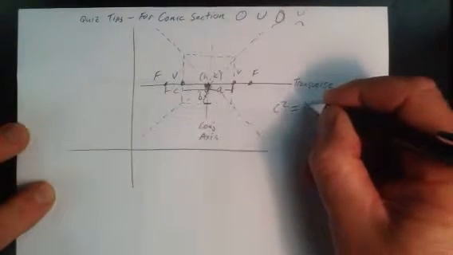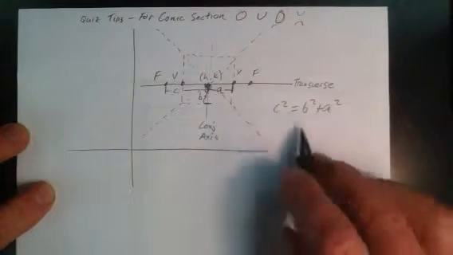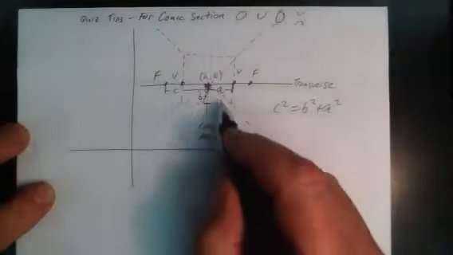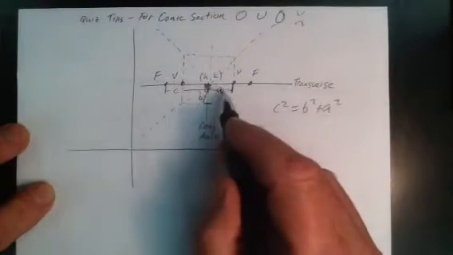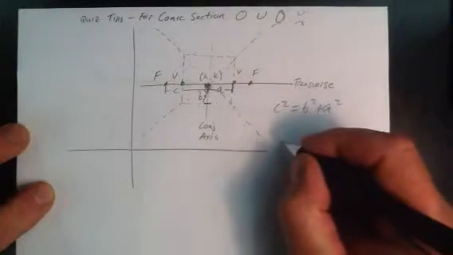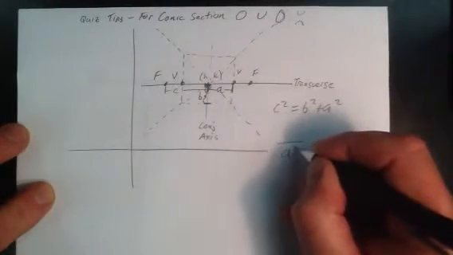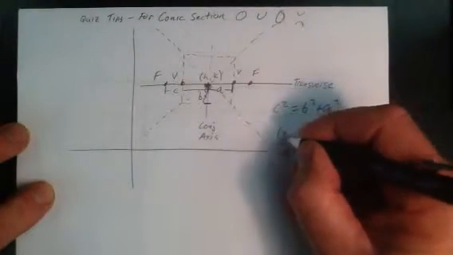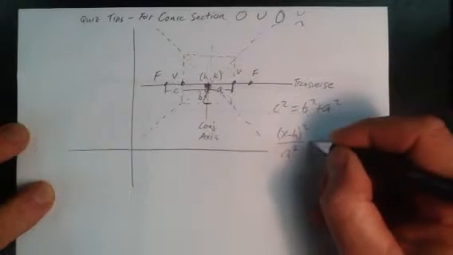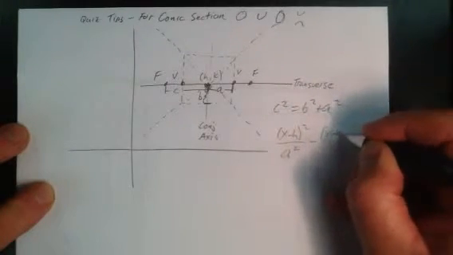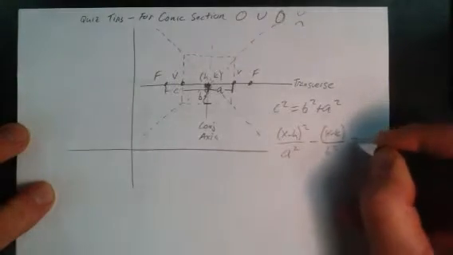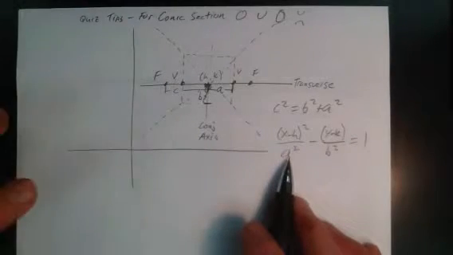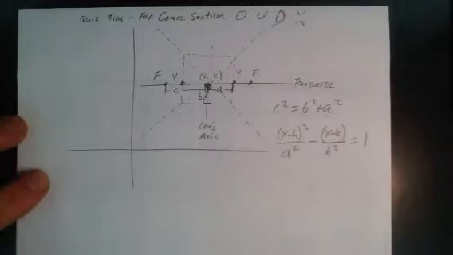C and A and B are related by Pythagorean. This is a horizontal orientation, so that means that my A squared is going to be the denominator of my X term. And my Y term is going to have B squared, equal to 1. A does not have to be bigger. That's for ellipses. Okay, did that from memory.